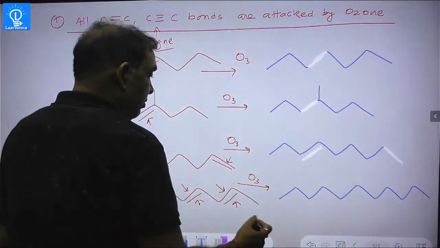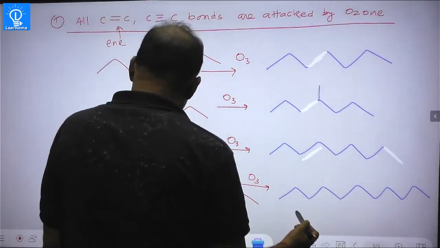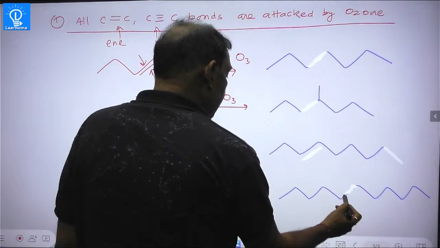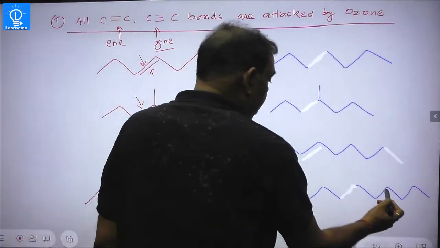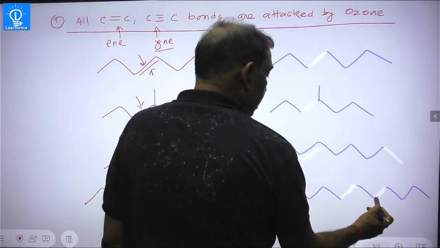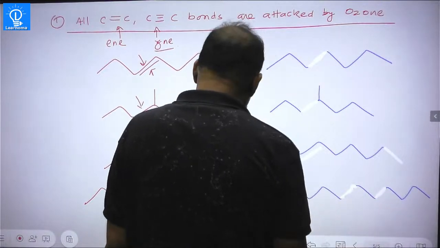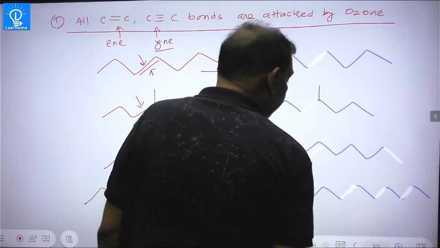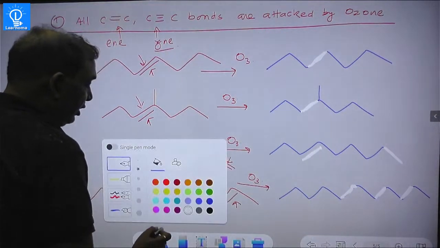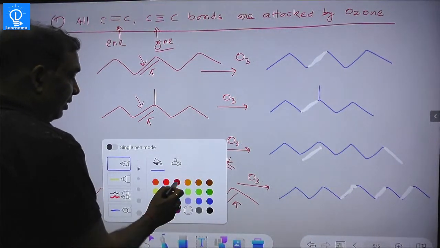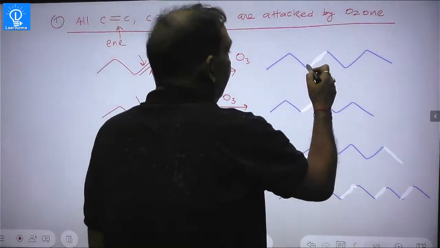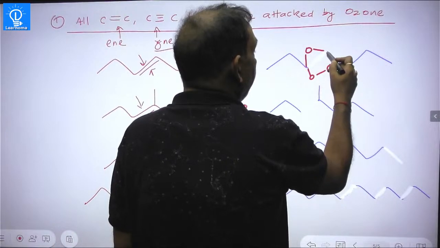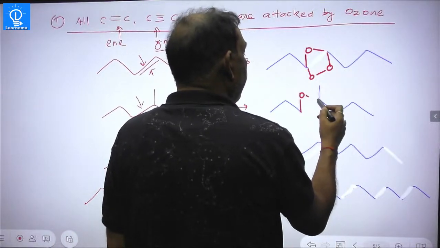In this very case, I will dissociate 1, 2, 3, 4, 5. This bond, then after this bond, and then after this bond. And what to do next? Just add oxygen, one on one side, two on other side. This is the technique.